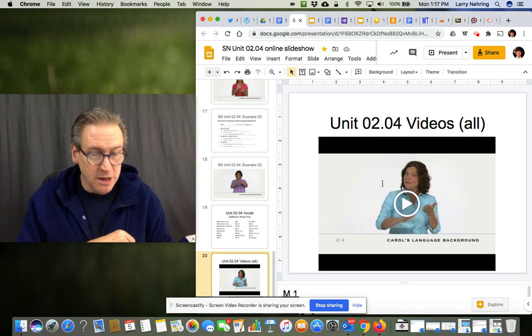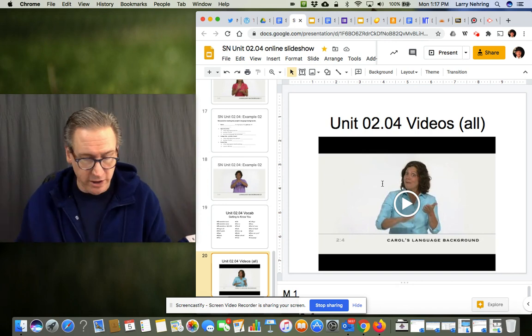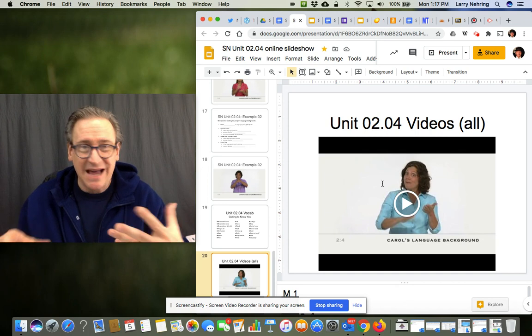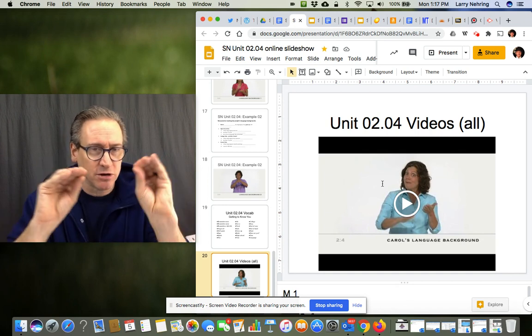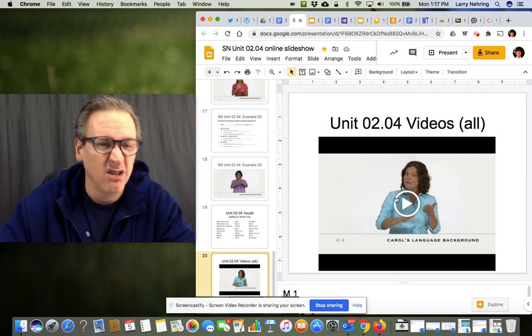Cool. So that is 2.4. As I say, 2 is just sort of now starting to get us ready for Unit 3. There's a lot of little things.